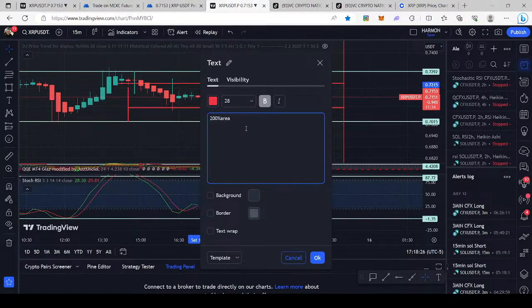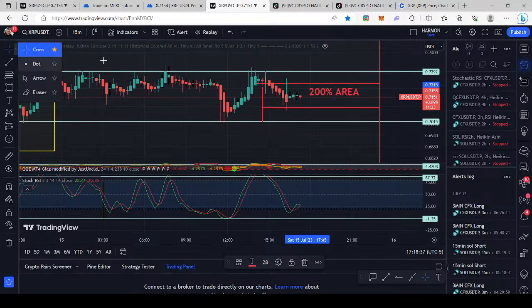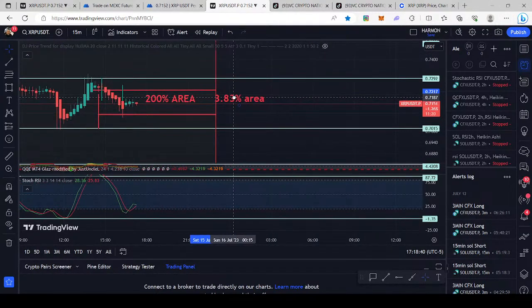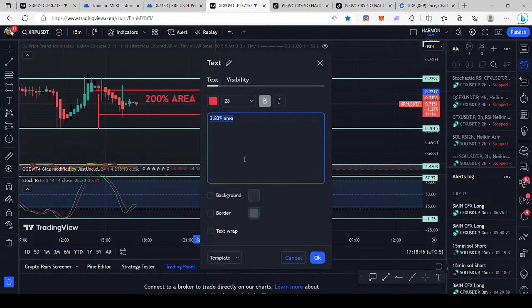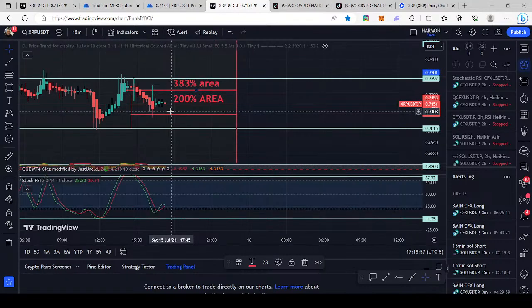We are not going to trade on the smaller area because that's more risk, less reward. So we have the bigger area, which is mapped out earlier, and we have a 3.83% move. So basically it's a 383% area from top to bottom. And inside this red zone, we have a 200% area, right? So now we wait for our indicators to max out in one direction or another, and then we trade within these areas.